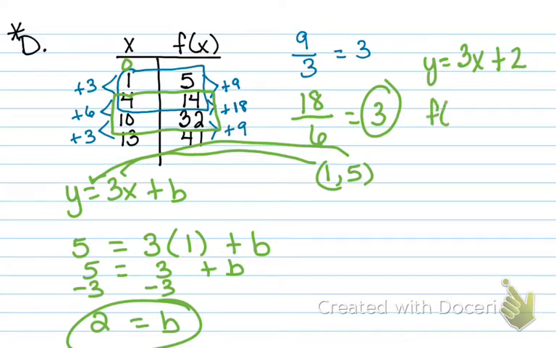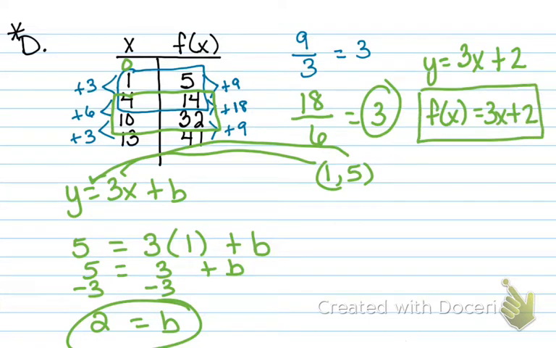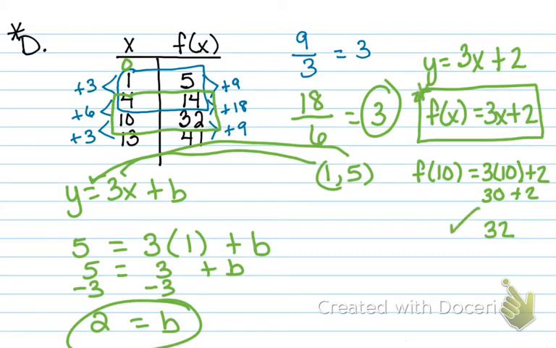So we write it as a rule, and now we're going to check it to make sure it's a rule. We are pretty sure, but let's double check. So we're going to pick another thing, maybe 10, okay? So I'm saying when I plug in 10 to this rule, I should get out 32. All right, so 3 times 10 is 30, plus 2 gives me 32. So it does work. So I know this is a good function rule.